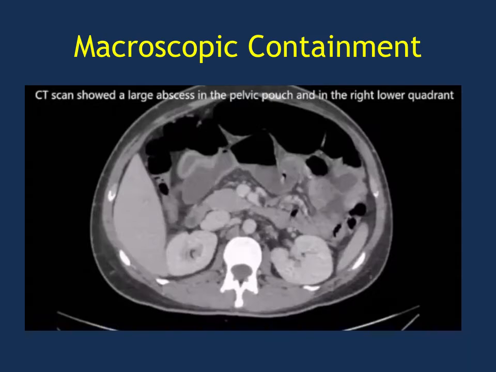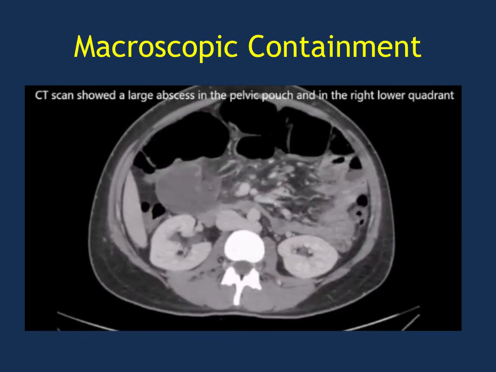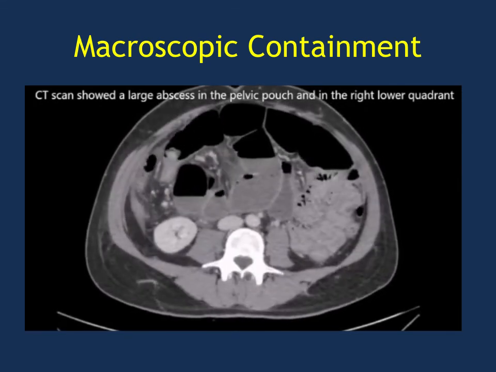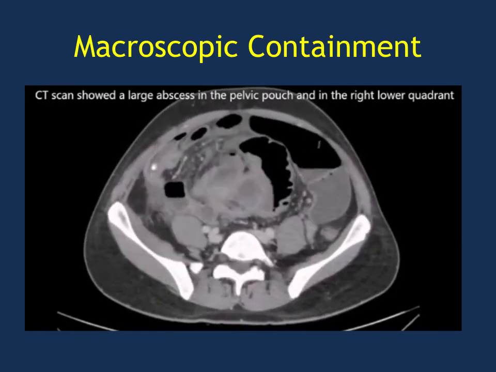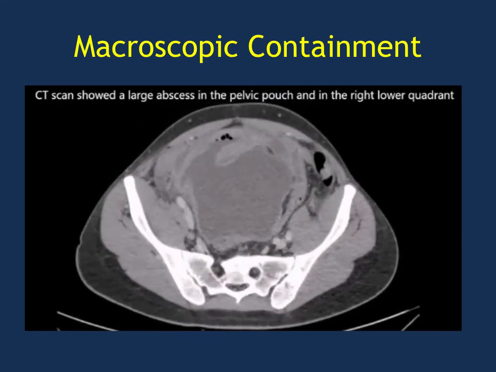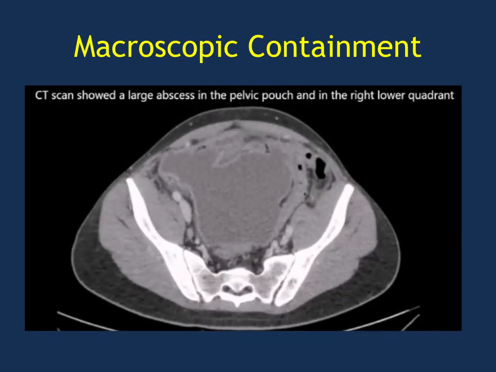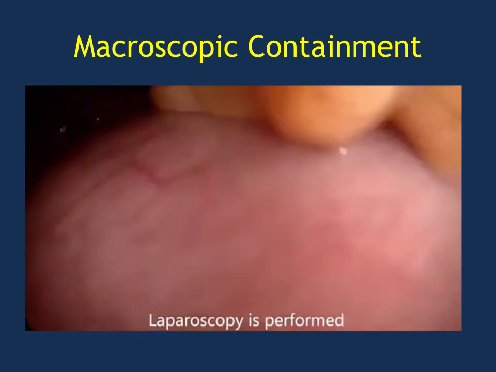This video shows an example of a perforated appendicitis resulting in a large pelvic abscess. The body has been able to physically wall off the bacteria to prevent diffuse peritonitis. As you can see with the scan, as we scan down, you'll see the fecalith on the right lower quadrant and this very large abscess in the pelvis. And this procedure is done laparoscopically, as you will see.